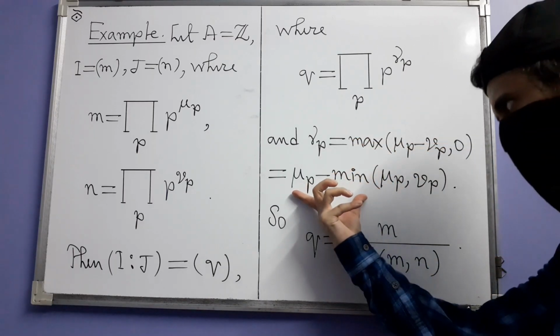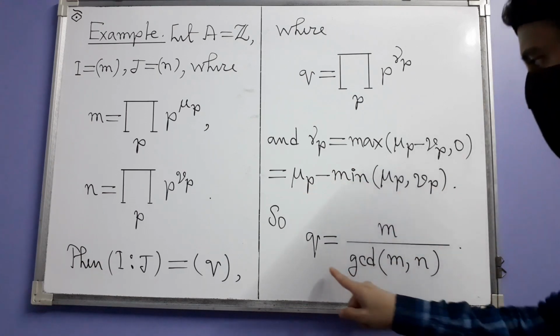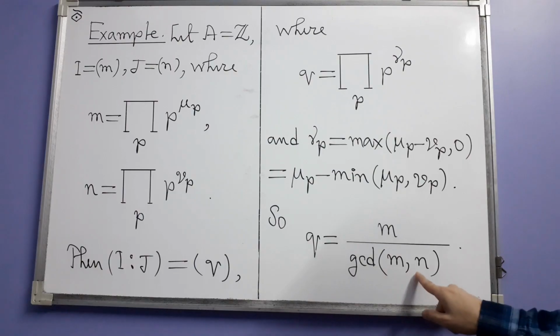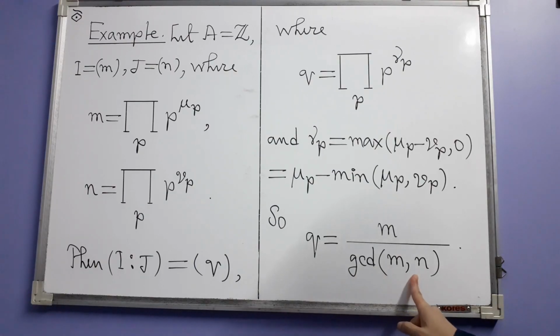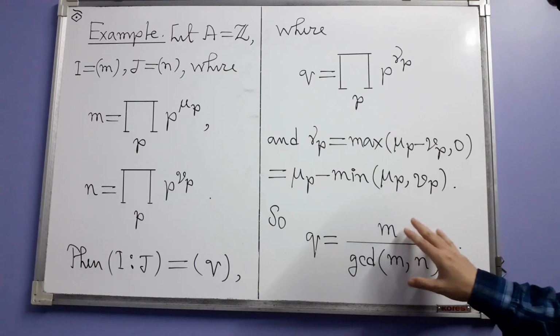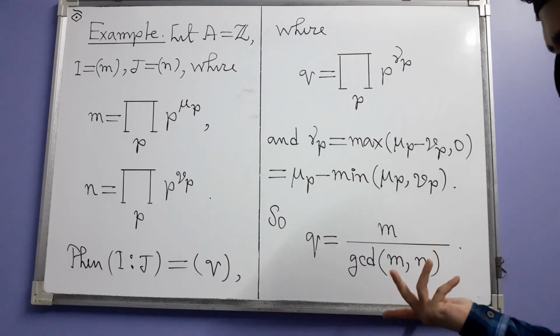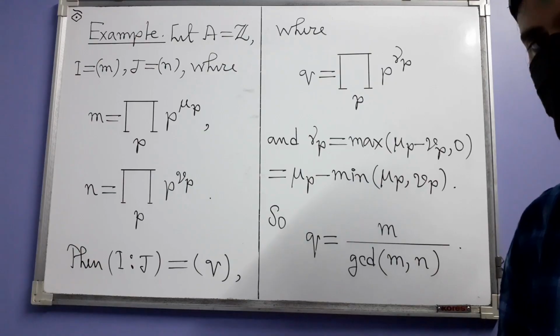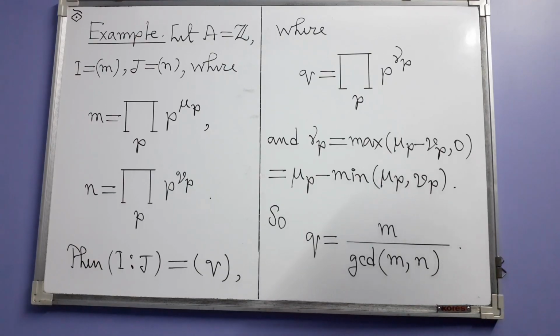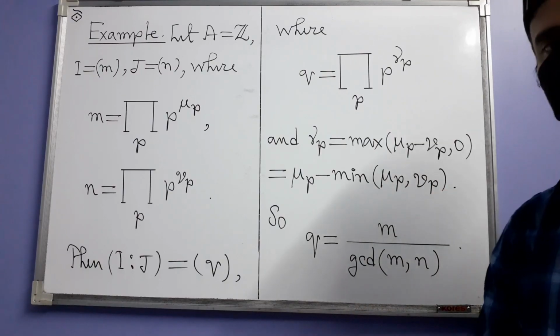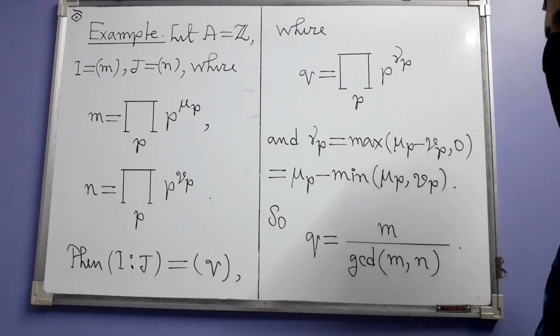And because of this fact, q is equal to m divided by the greatest common divisor of m and n. I am not going too deep into how this follows from this. You will figure it out yourself, using a little number theory. So now we have to see how all of this is true. So let's see.